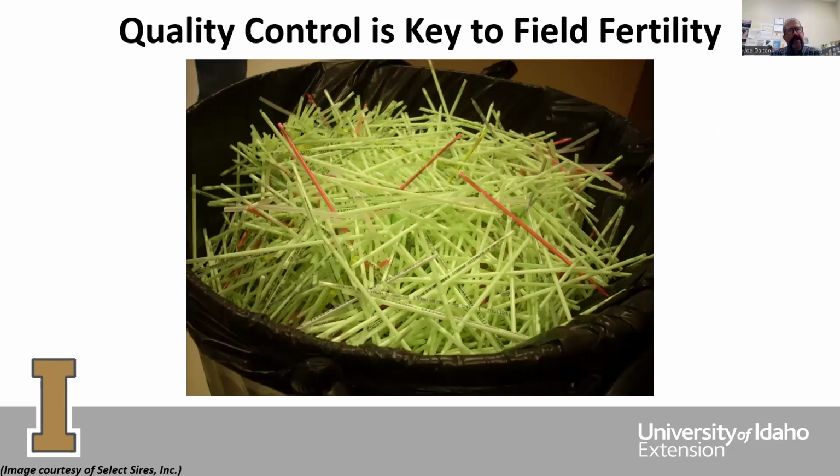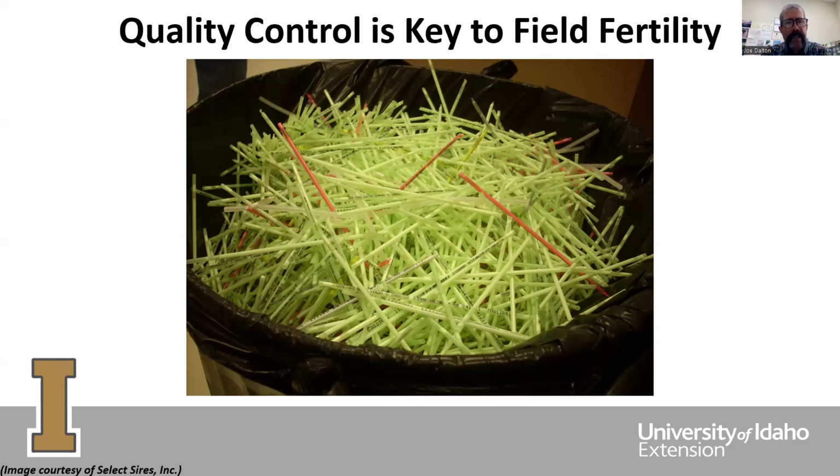What we really have to remember, though, is that quality control at the AI center level is one of the biggest keys to field fertility. And this is a picture from Select Sires. This is a garbage can of semen that didn't make the cut.